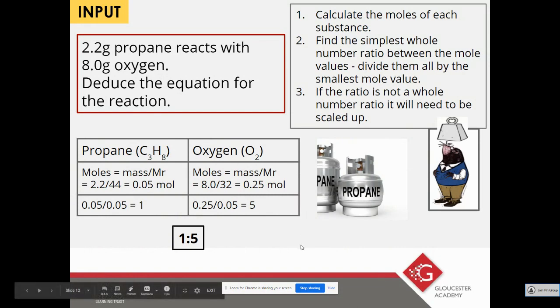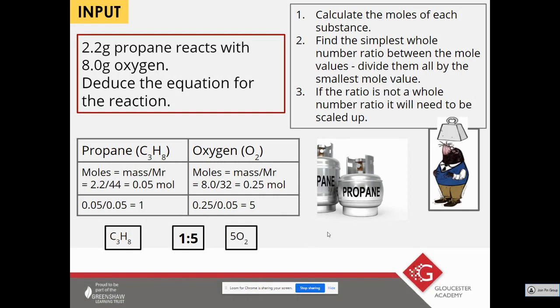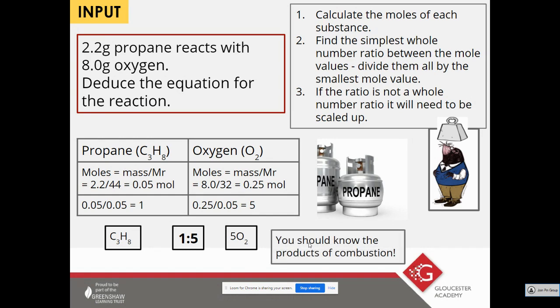There's my summary table. There's my ratio. One mole of C3H8 to 5 moles of oxygen. Remember, those products are combustion. It's a good one to know, especially as an example of exothermic reactions, reactions that give out heat.